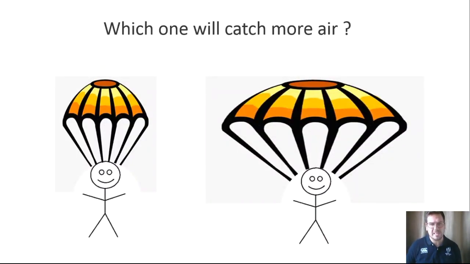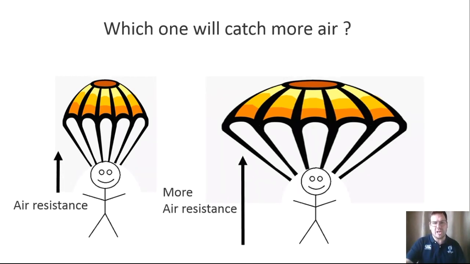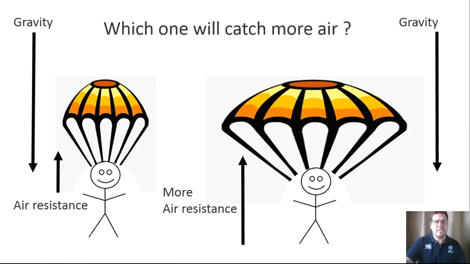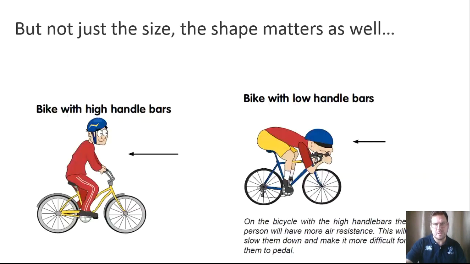Parachutes, okay? So this is where we're using air resistance to help us. Which one will catch more air? Okay, the larger air surface, okay? So it'll catch more air, there's more air resistance. The gravity is the same, so the larger parachute will fall slower.